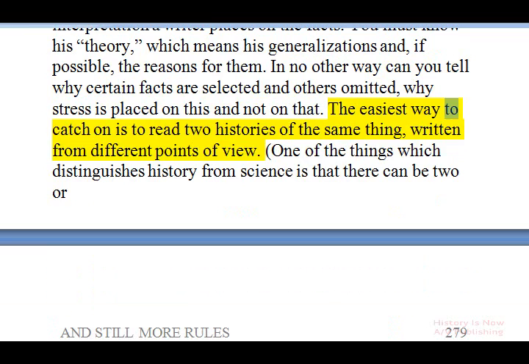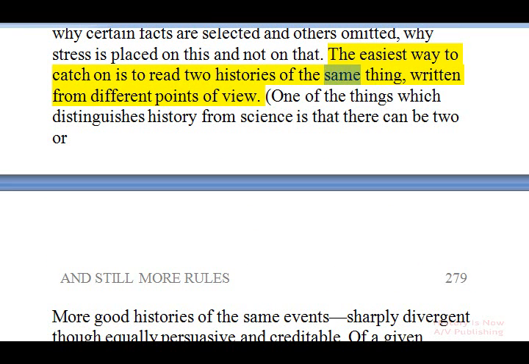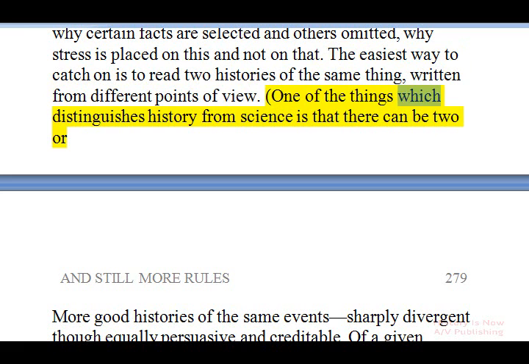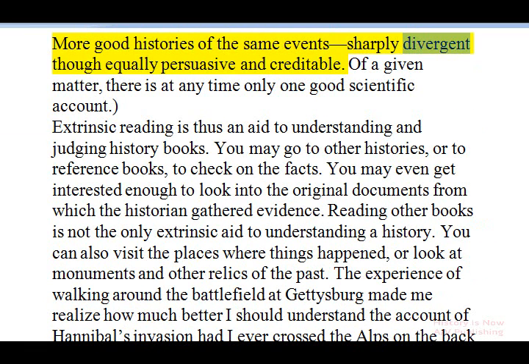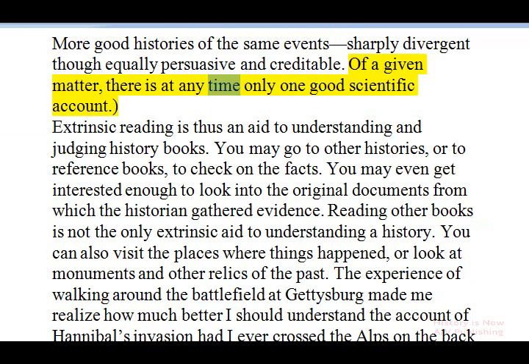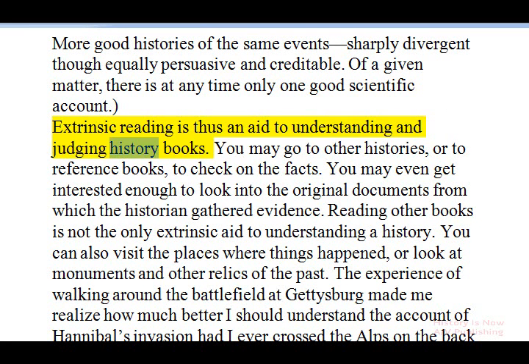The easiest way to catch on is to read two histories of the same thing, written from different points of view. One of the things which distinguishes history from science is that there can be two or more good histories of the same events, sharply divergent though equally persuasive and creditable. Of a given matter, there is at any time only one good scientific account. Extrinsic reading is thus an aid to understanding and judging history books.